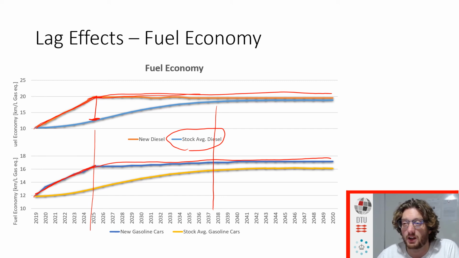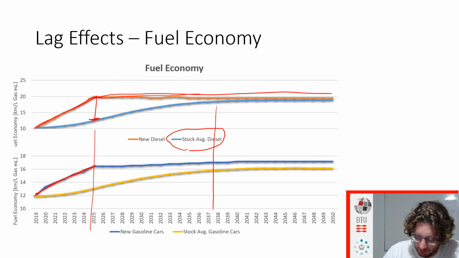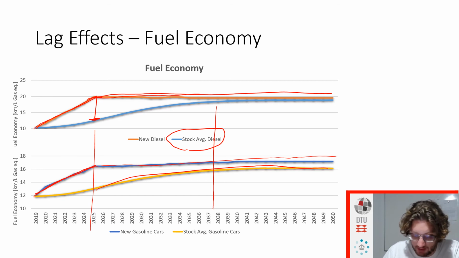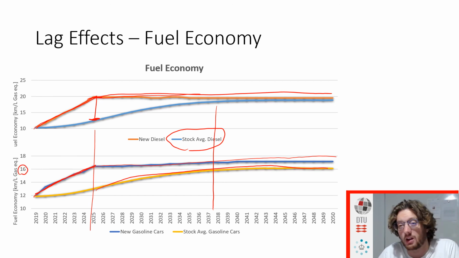For gasoline, where we have a bit smoother progression in this line up here, still progression upwards. It takes a lot longer before we reach something that we will be happy with, like 16 kilometers gasoline equivalent. Approaching above basically 15. So that is quite a lot of lag effect, and from an energy efficiency point of view, that can be a bit of a bad surprise if you don't have a stock turnover model, because it's hidden. So this is one of the benefits of doing that.